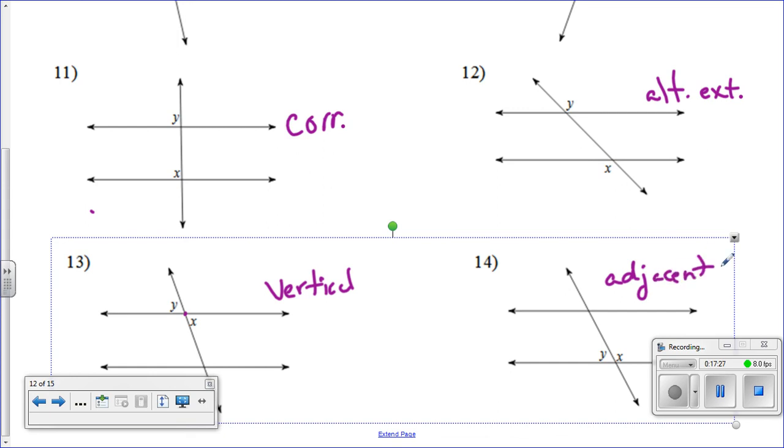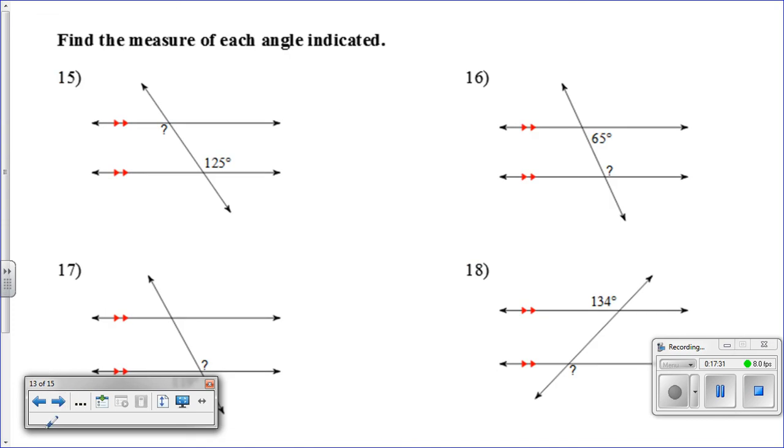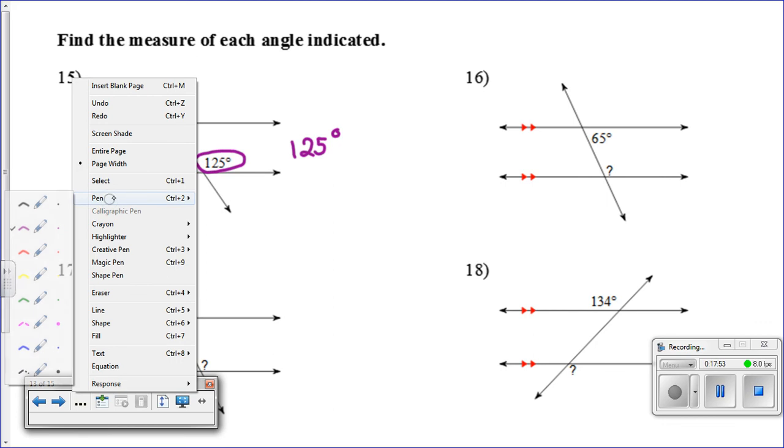One last little thing. I want you to find the measure of the angles that are indicated. So in other words, if this one is 125 degrees, this one is your alternate interior angle. They're going to be the same. So the missing angle here is 125 degrees. If you wanted to find all the other angle measures, you could easily do that.